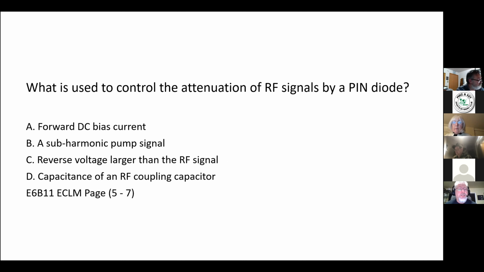What is used to control the attenuation of RF signals by a pin diode? A, forward DC bias current. B, a subharmonic pump signal. C, reverse voltage larger than the RF signal. Or D, capacitance of an RF coupling capacitor. A, Alpha is correct, forward DC bias current.